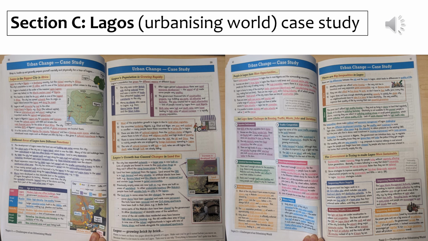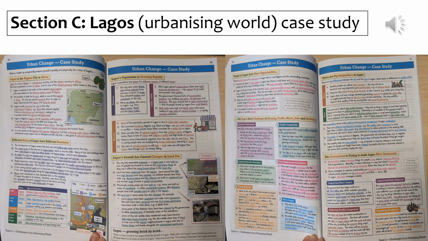So the government's trying to make the city more sustainable, and if the government try to do something, that's called top-down development, and local charities and local people doing things, that's called bottom-up development. However, often those things lead to conflict. Not always do the government listen to what the local people want.